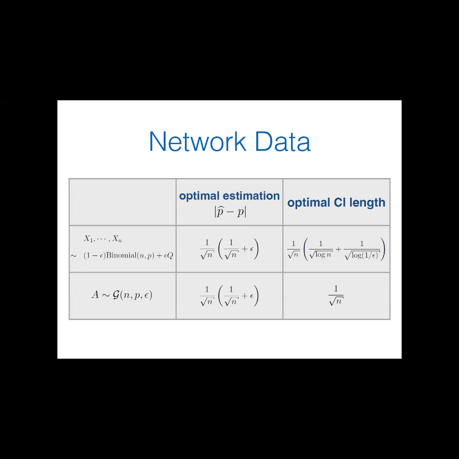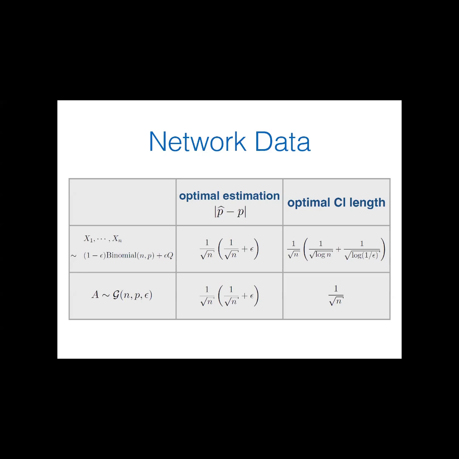Okay? Of course, you can always consider, so this is called node contamination, right? But you can always consider edge contamination. As I said, edge contamination is actually very easy. So that's why we don't deal with that mathematically. Okay. All right.